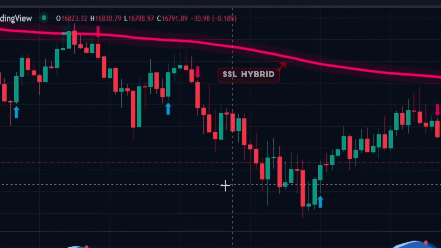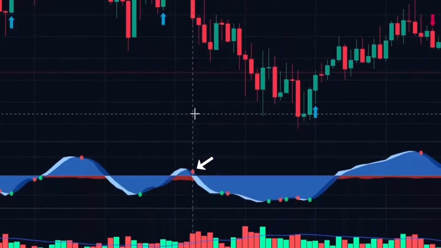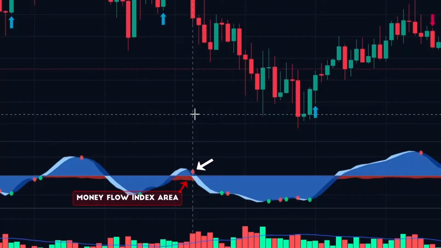First, the price action must be sitting below this SSL hybrid line, and the line has to be colored in red. For the next condition, we want a red circle to appear exactly like this one. And make sure that the money flow index area is colored in red. If it's not red, we'll not enter this trade.